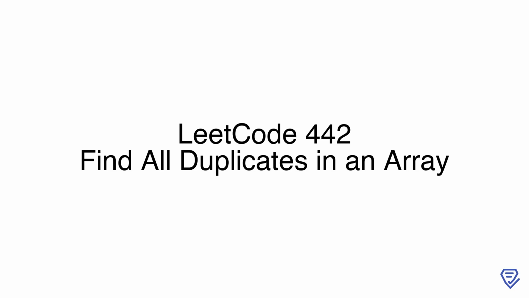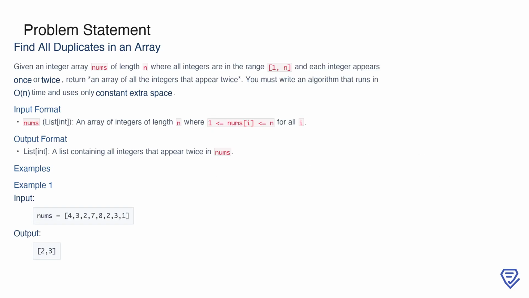Let's dive in. In this problem, we are given an integer array called nums, which has a length of n. Every integer in this array is guaranteed to fall within the range from 1 to n. Additionally, each number in the array will appear either once or twice. Our task is to find all the numbers that appear twice and return them as a list.